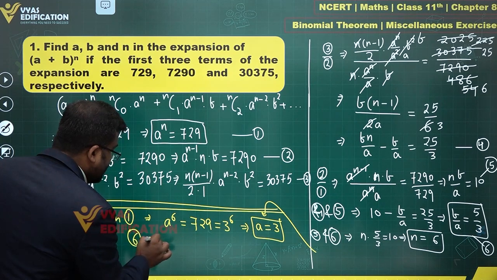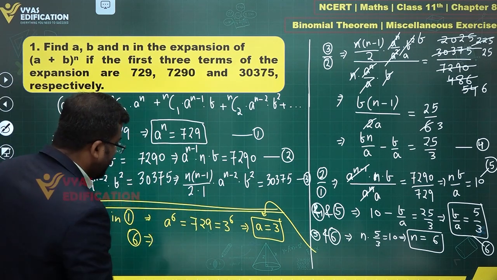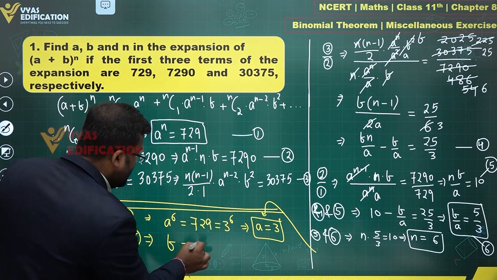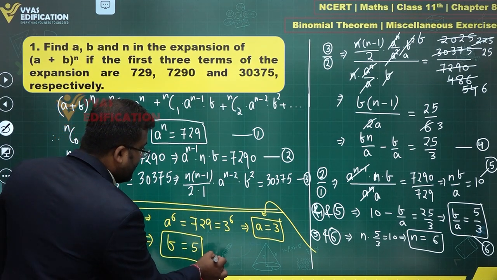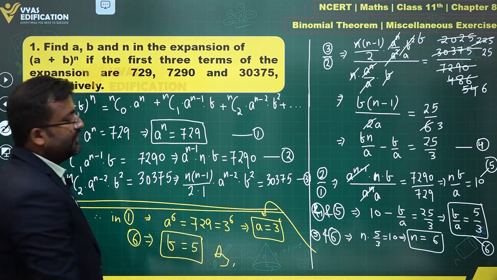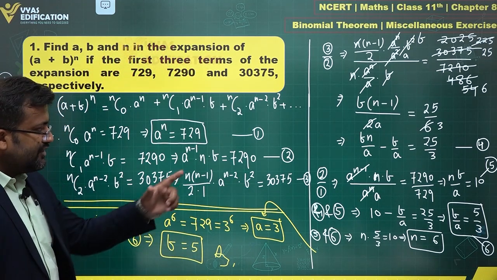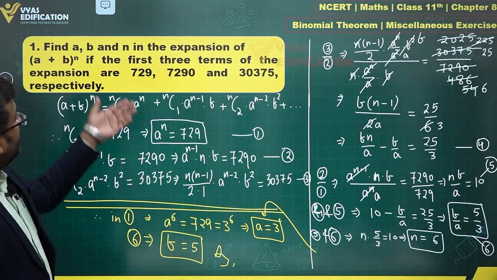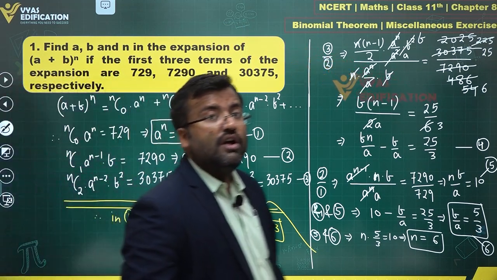Therefore, equation 6 implies B upon A is 5 upon 3. B upon 3 will be 5 upon 3, which implies B equals 5. And yes, that's the answer for this question. The value of n, as you may observe, is 6. The value of A is 3. The value of B is 5. And that is what we were supposed to find.